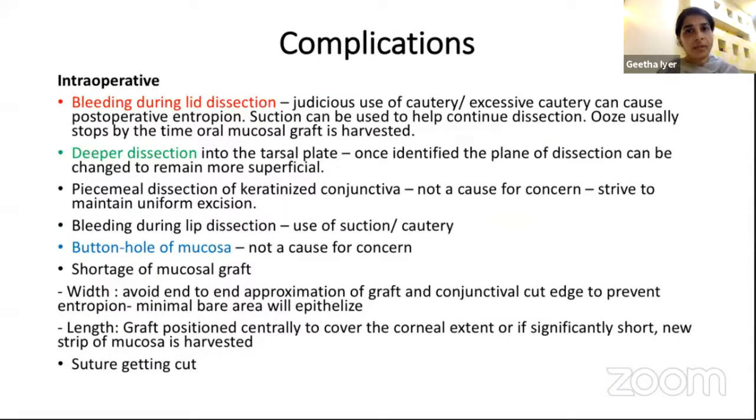Complications could be many, but I have just listed the major ones which we normally face, which can easily be dealt with. Bleeding during the lid dissection: if you end up going into a deeper dissection into the tarsal plate, you can always change your plane of dissection and stay more superficial. And buttonholing of the mucosa is not really a cause for concern, because you can approximate the edges of the buttonhole with the use of the fibrin glue that you are anyway going to be using during the procedure.